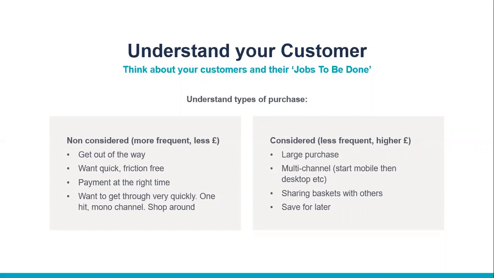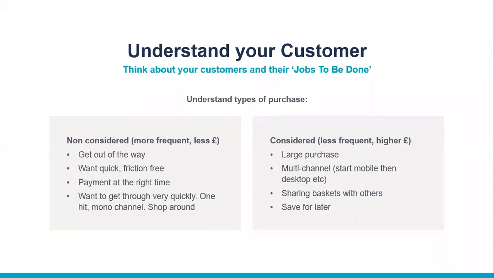So what would a non-considered purchase be? It could be a pair of socks from ASOS, or a couple of books from Amazon. The whole point is they want something very quick and friction-free, with payments at the right time. They just want to get in, get the product and leave. They want the checkout to get out of the way because they just want the product.